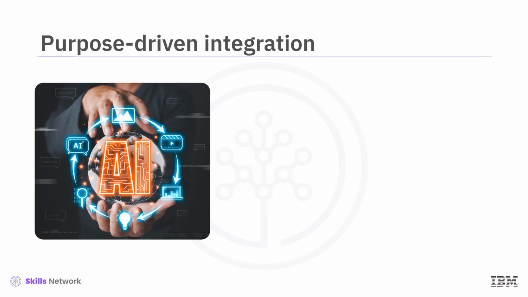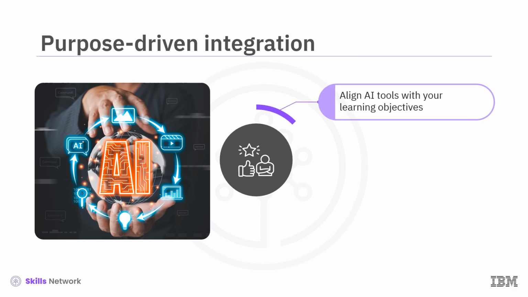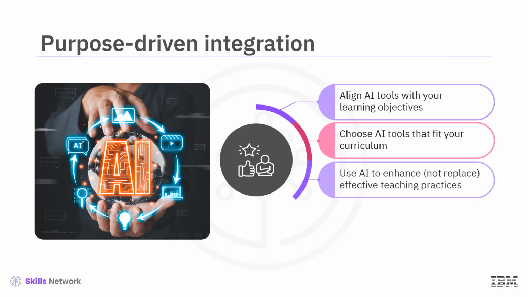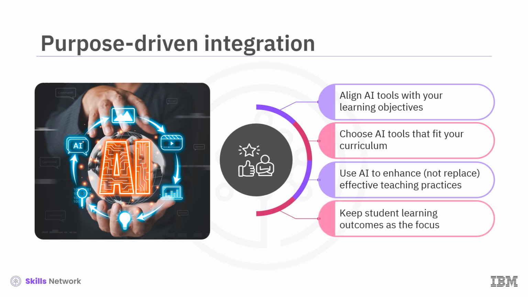Number 1 is purpose-driven integration. AI should support your teaching, not replace it. The goal is to align AI tools with your learning objectives. Think of it as a smart assistant, helping you with lesson planning, content creation, and assessments, but you're the one driving it. Select AI tools that support your teaching goals and curriculum requirements. Use AI to augment your existing successful methods rather than completely changing them. Keep student achievement and understanding as the primary measure of success.